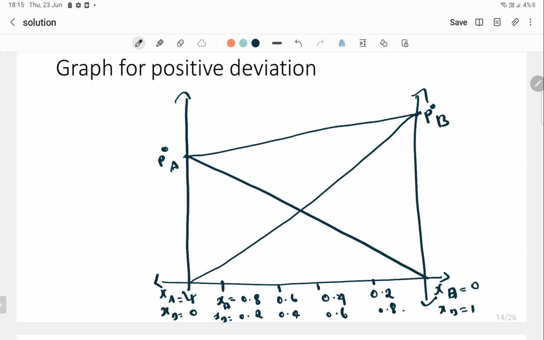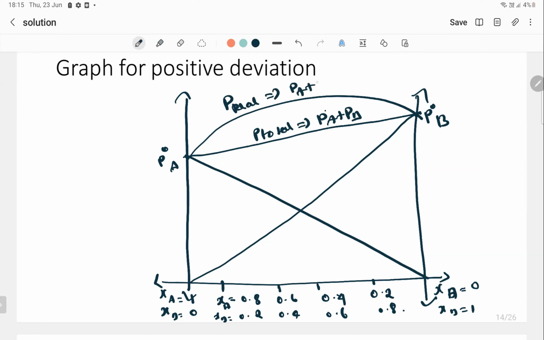Clear? So in positive deviation, as we already discussed, the intermolecular force of attraction is less. Due to more repulsion, the volume is getting higher. So the actual value we got will be more than the expected value, and the graph will be plotted in this way. For positive deviation, this is P total. P total is equal to PA plus PB. This is P real, which is equal to PA plus PB.